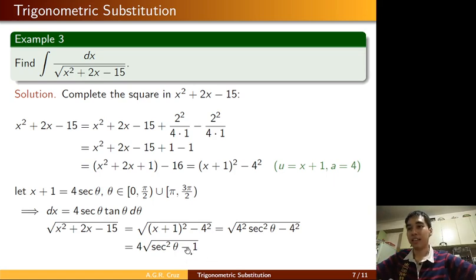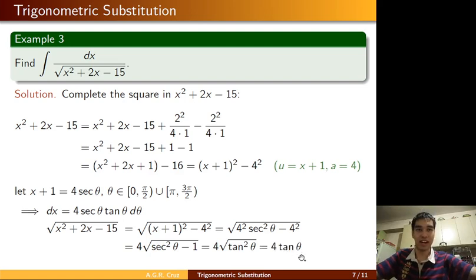Okay? And then what happens now when you use identities? So secant squared theta minus 1 is tangent squared theta. Right? So you get the square root of tangent squared theta, which is technically equal to the absolute value of tangent theta. But since your theta belongs to either quadrant 1 or quadrant 3, the tangents of angles in both of those quadrants are positive, so we can now remove the absolute value. So this is now equal to 4 times the square root of tangent squared theta, which is equal to 4 tangent theta. Okay? So this one in terms of theta is just 4 tangent theta.